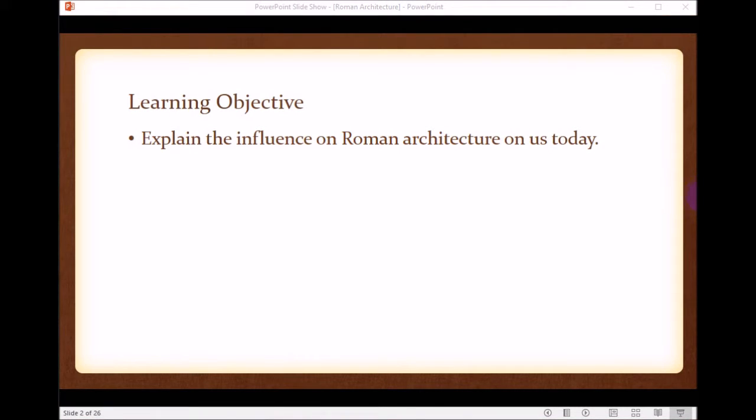Learning objective. You are to explain the influence of Roman architecture on us today. Architecture is our word. Influence, remember, just means how something has affected us. I guess you can say it that way.